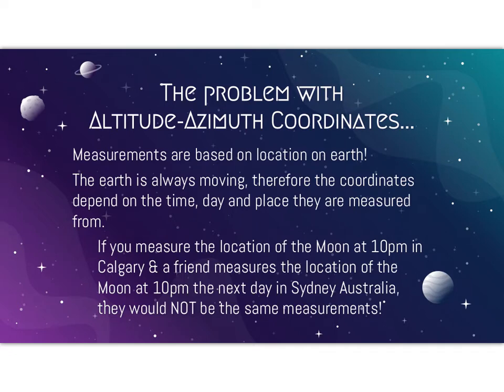So, for instance, if you measure the location of the moon at 10 p.m. in Calgary, and a friend measures the location of the moon 10 p.m. the next day in Sydney, they would not be the same measurements. Additionally, we also have to think that stars rise and set 4 minutes different each day. So the day is important as well.